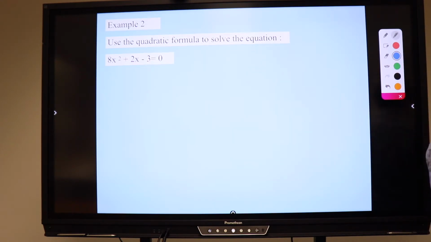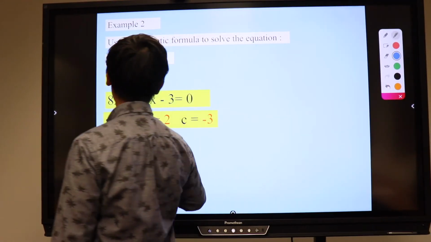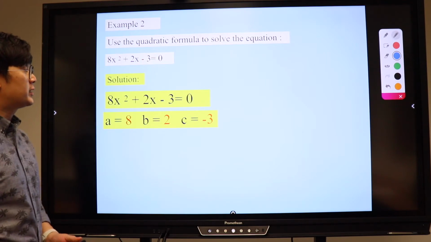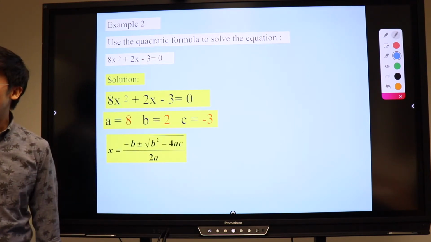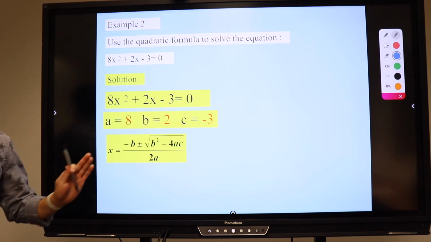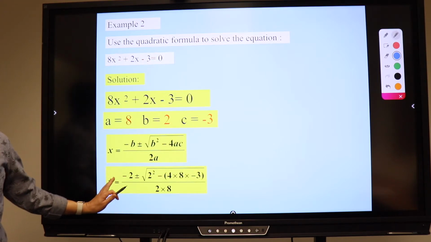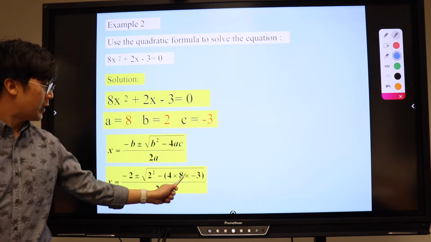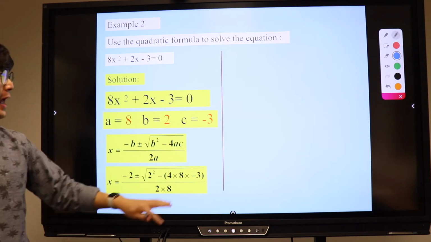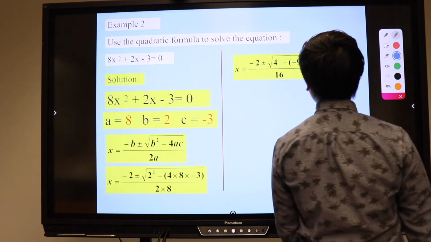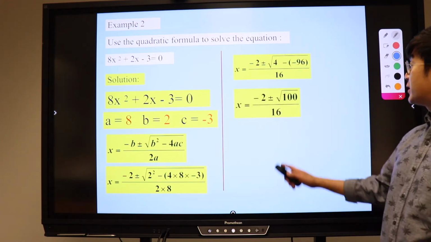And again, always write your A, B, and C. So we have A is 8, B is 2, C is -13. We need to know the formula. And then when you have the formula, make sure to plug in the numbers in the formula correctly. So we have this, and then simplify it. You're seeing two negatives, so you know you will end up adding when you simplify the square roots. So we'll have -2 plus or minus the square root of 4 minus 96, which is positive 96, which gives you 100.